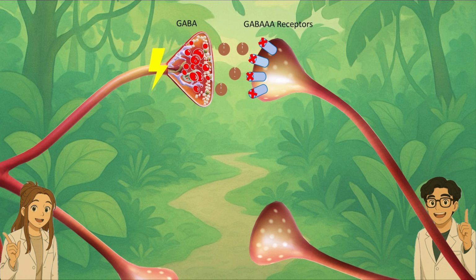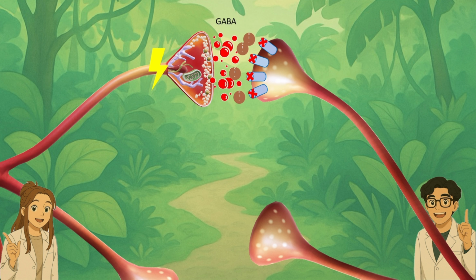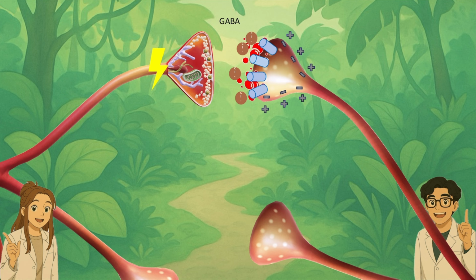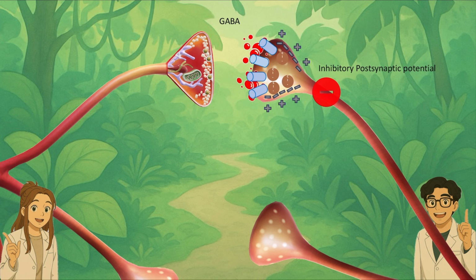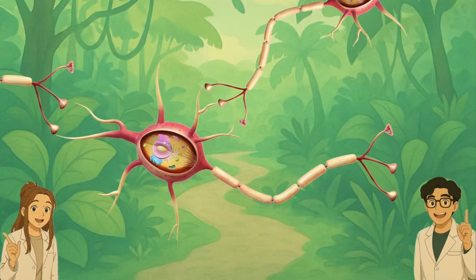On the flip side, GABA is a common inhibitory neurotransmitter. It binds to GABAA receptors, which are also ligand-gated. When GABA binds, these channels let chloride ions flow in. Since chloride is negative, the inside becomes even more negative, hyperpolarized, making it harder for the neuron to fire. This produces an inhibitory postsynaptic potential, or IPSP. Basically, GABA is putting the brakes on the neuron.